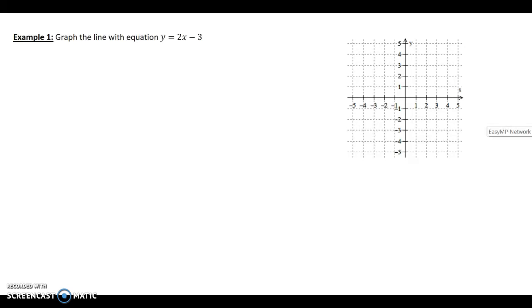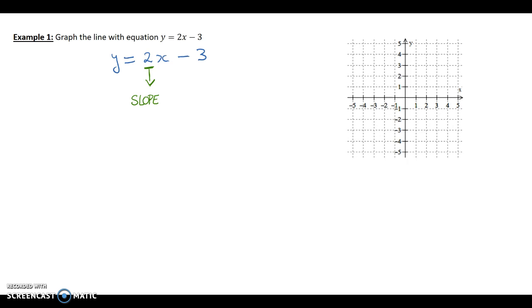Okay, so we're asked to graph the equation of the line y equals 2x minus 3, and this line is already in slope-intercept form because the y is on its own. Now, when a line is in slope-intercept form, the number in front of the x, in this case the 2, is the slope of the line. Don't include the x, it's just the number in front of the x. So that's going to be the slope of our line.